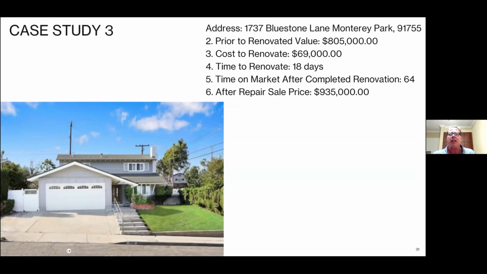Case study number 3. 1737 Bluestone Lane in Monterey Park. Prior renovated value was $805,000. Cost to renovate was $69,000. Time was 18 days. After repair sales price was $935,000.